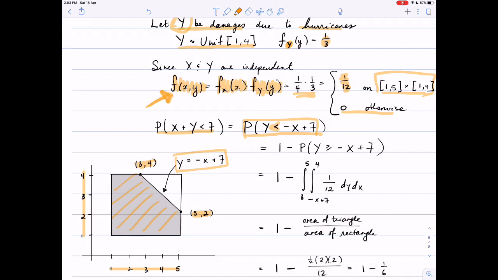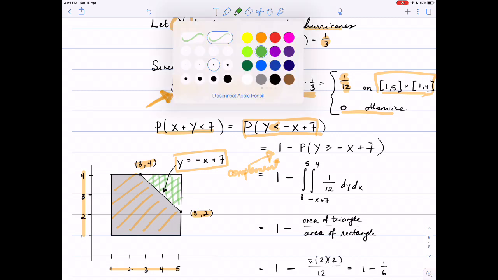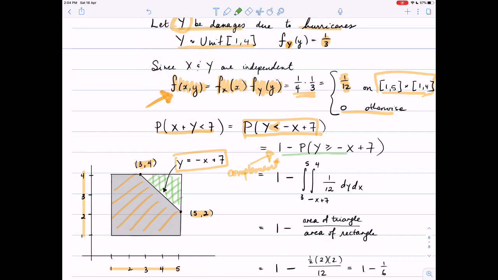And we could split this region up into different parts and integrate it, but we've seen something like this before. It is much easier to use the complement rule, and find the probability on the smaller region here that I'm now shading in green, and find that probability and do 1 minus it, right? Because we know the probability on the entire region has to give 1. So if we subtract, that is 1 minus the probability that Y is greater than minus X plus 7.